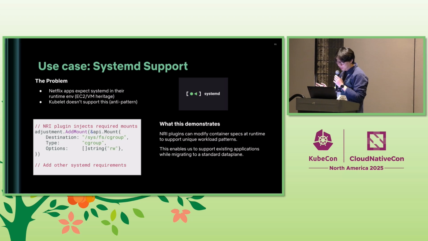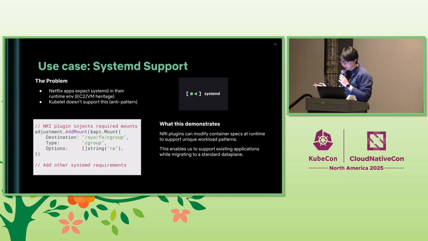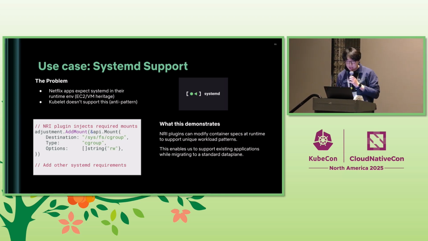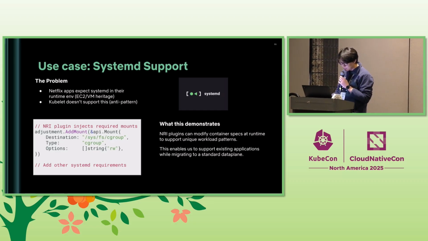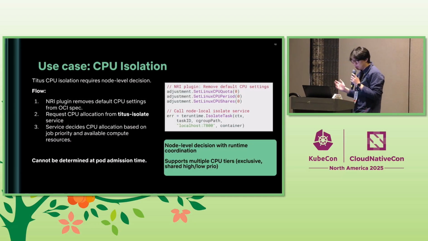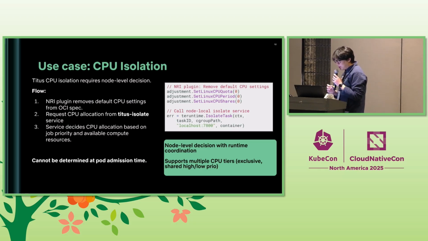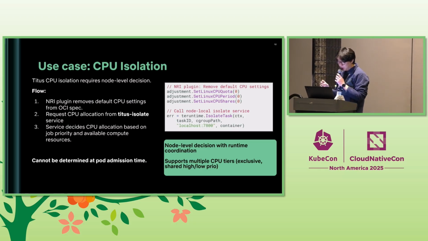So this is an example of a straightforward OCI runtime spec modification use case, demonstrating how NRI can be used to support unique workload requirements. Next, we have CPU isolation. The CPU isolation example here demonstrates a node-level runtime decision.